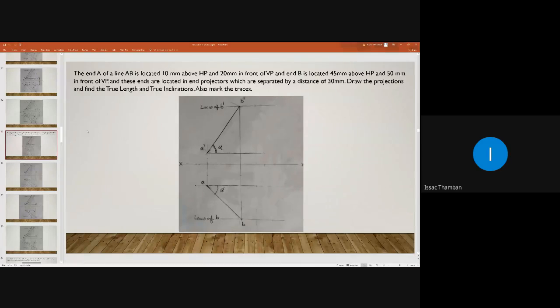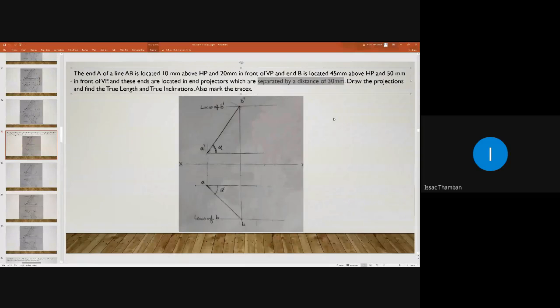Here, what are the specialties of this problem? The positions of end A and end B are given. The position of end A is 10 mm above HP and 20 mm in front of VP, and end B is located 45 mm above HP and 50 mm in front of VP. And the distance between the end projectors is also given.